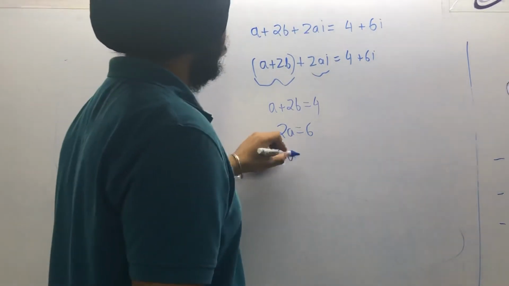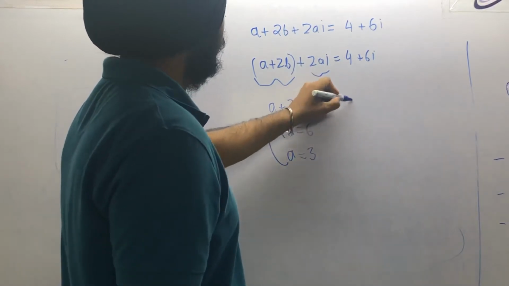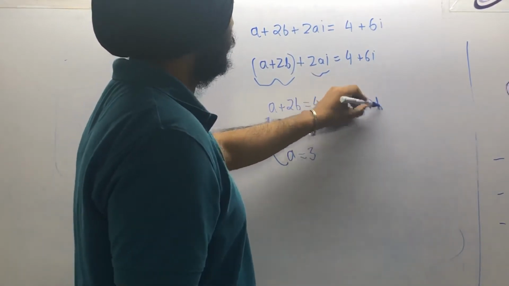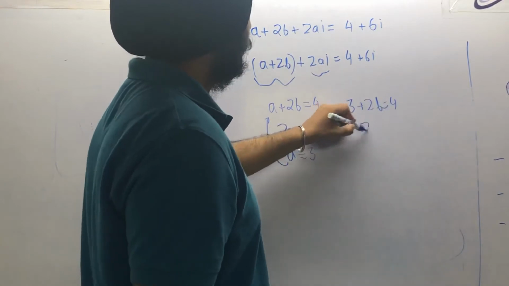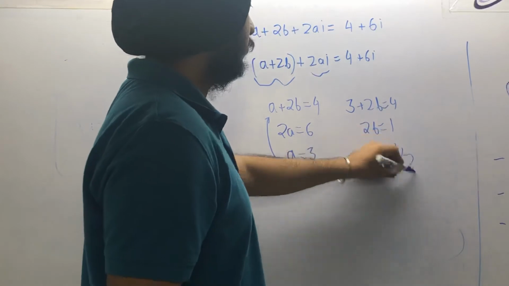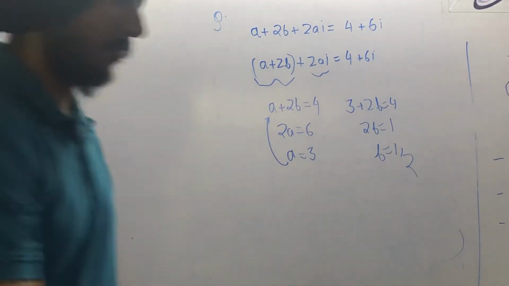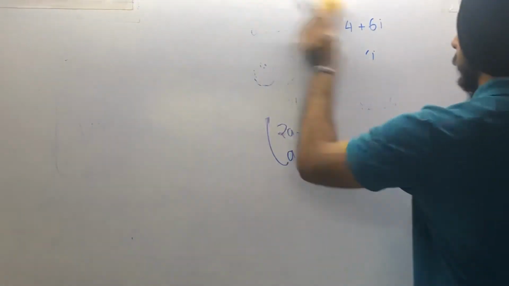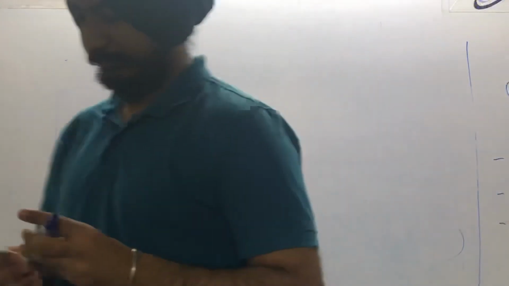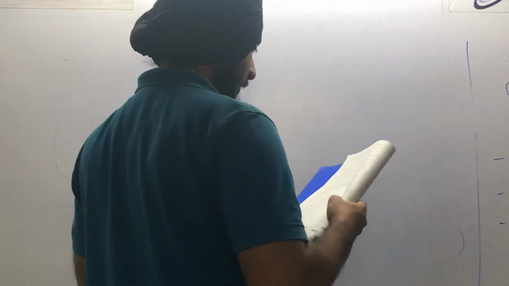So this is the way you do it. So A is equal to 3. Just substitute it here. So 3 plus 2B is equal to 4. So 2B is equal to 1 and b is equal to 1 by 2. Okay, so a is equal to 3 and b is equal to 1 by 2. This is your answer. Okay, next one.